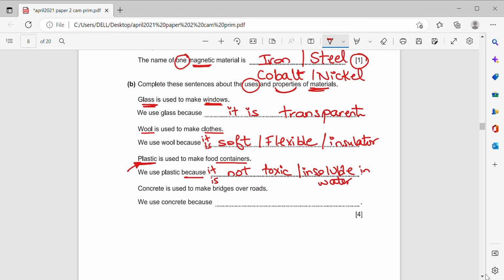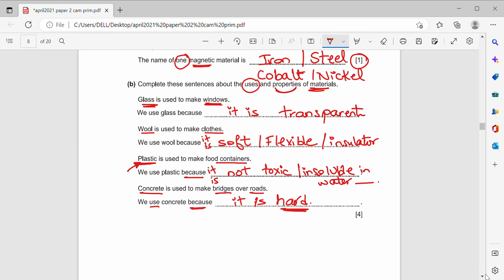Great. Or other, it doesn't react with the food. Concrete is used to make bridges over roads. ليه الكونكريت بنستخدمه to make the bridges? Because it is hard. So the property is hard, that's why it's used to make bridges.